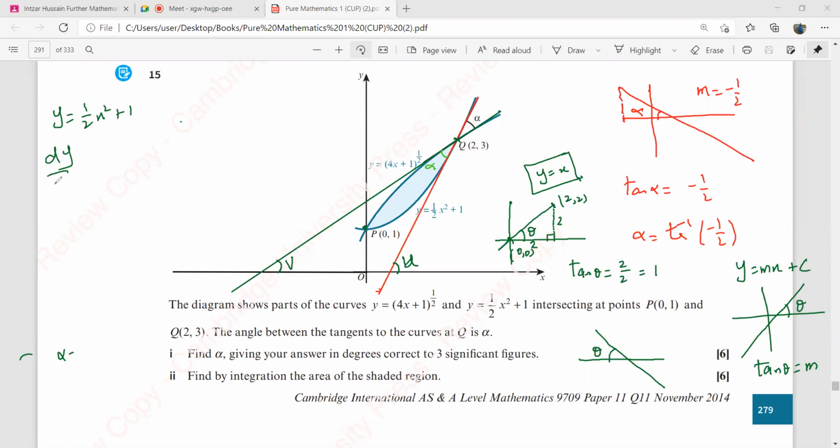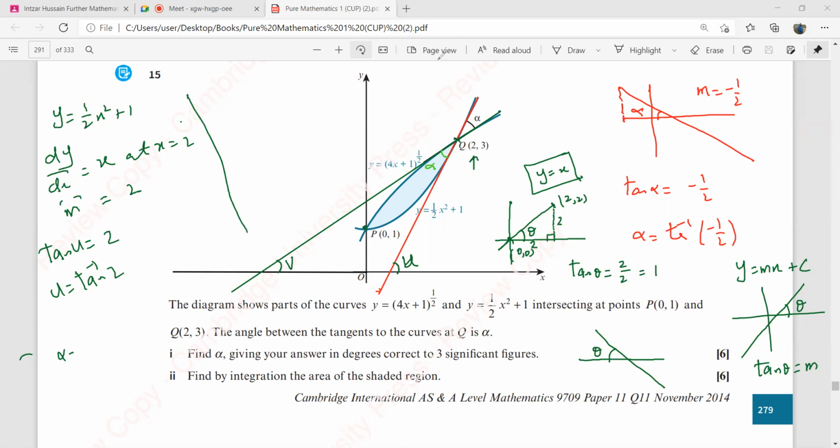I get dy by dx equal to x, right? And I put that x coordinate 2 into it. So at x equal to 2, the m of the tangent is going to be 2. Therefore, I can say that tan u is equal to 2. And good students will not be finding this right now, because if you want to write the value of u, you will have to round it off. So don't do that. Just write u as tan inverse of 2.